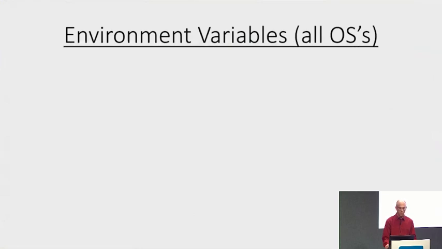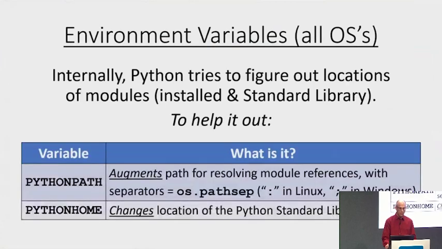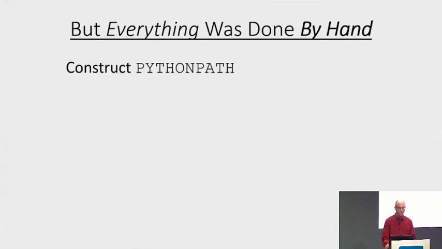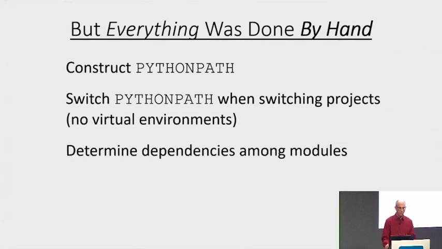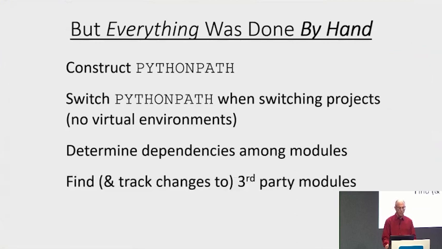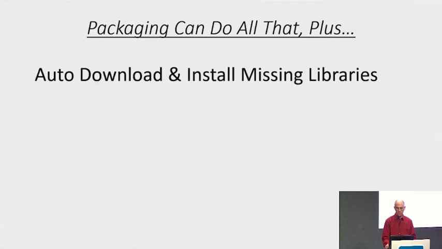And finally, with the old way, there are two environment variables: PYTHONPATH and PYTHONHOME. PYTHONPATH, I'm sure you're familiar with. PYTHONHOME is optional. But in those days, everything was done by hand. You had to construct PYTHONPATH. You had to switch it when you switched between projects. So there was no such thing as a virtual environment. You had to determine the dependencies amongst modules, and you had to find and track changes to third-party modules and handle versioning. Now, packaging does all that for you.